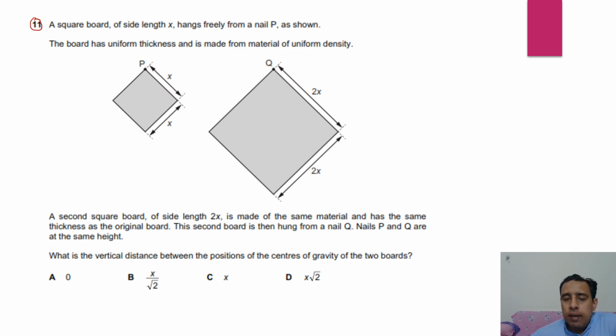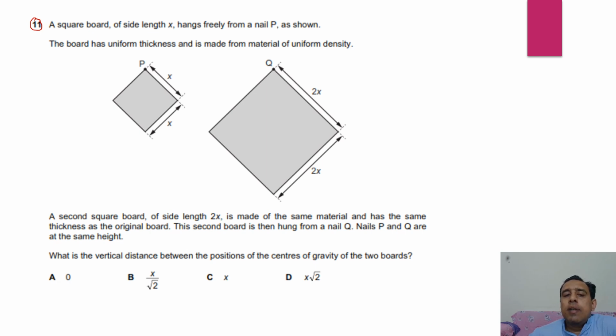Okay, try to understand this question initially. There's a square board of side x. The side of the square board is x, it's equal on both sides. It hangs freely from a nail. This is the point where it is hanged. The board has a uniform thickness and is made of the same material, meaning the same densities. The second square has length 2x, same material, same thickness, everything is the same.